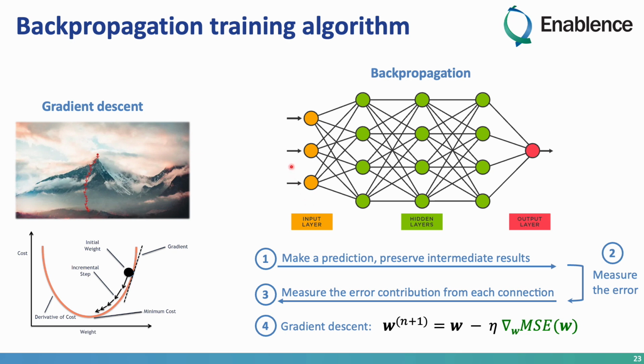For each training instance, the backpropagation algorithm first makes a prediction, preserving all the intermediate results. It then measures the network error, and then goes through each layer in reverse to measure the error contribution from each connection. And then finally, all the weights in the network are tweaked to reduce the network error, and that's the gradient descent step. By iteratively repeating this process, the artificial neural network gradually converges to a state where it can make accurate predictions based on the input data.